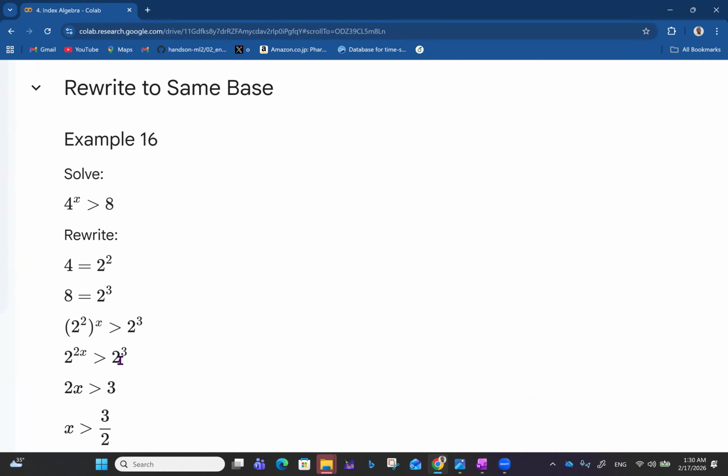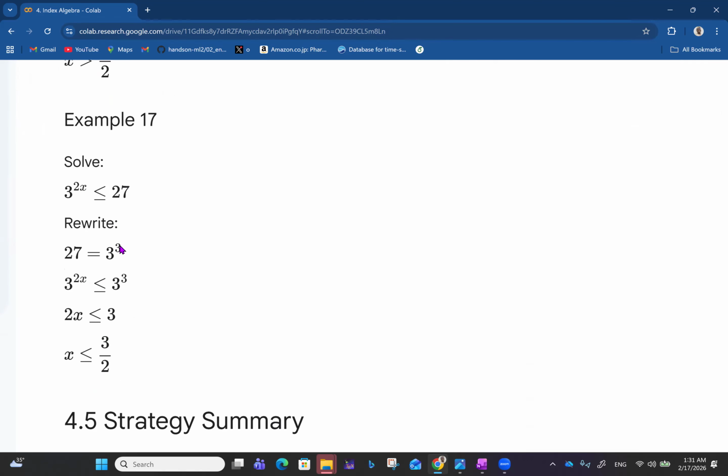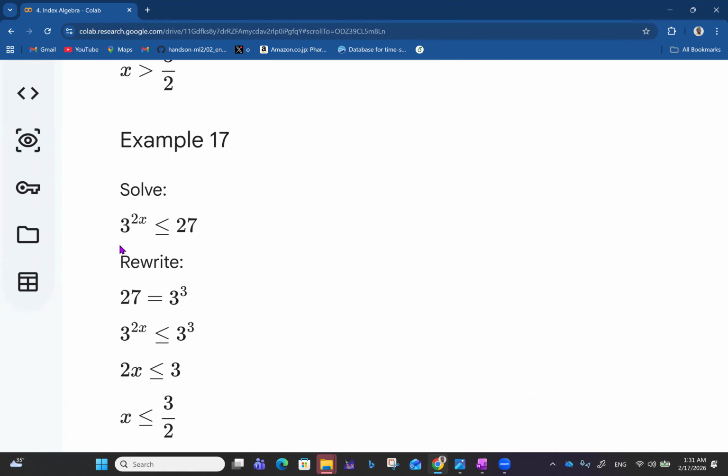So we already know 2 is bigger than 1. So the only sensible thing here is for 2x to be greater than 3. That means x has got to be greater than 3 over 2. For this to hold, x has to be greater than 3 over 2. Because if x is 3 over 2, for instance, it means we have 8, and 8 is not greater than 8. So x has got to be at least a little bit more than 3 over 2 for this expression to hold.